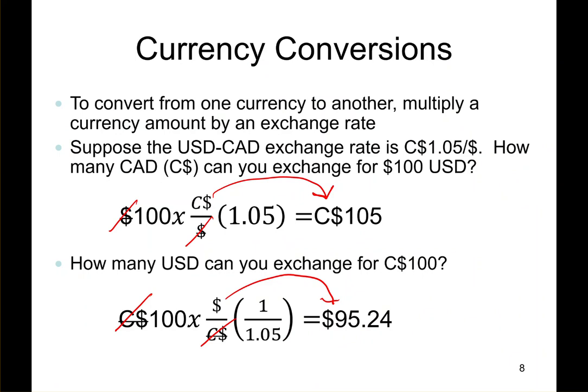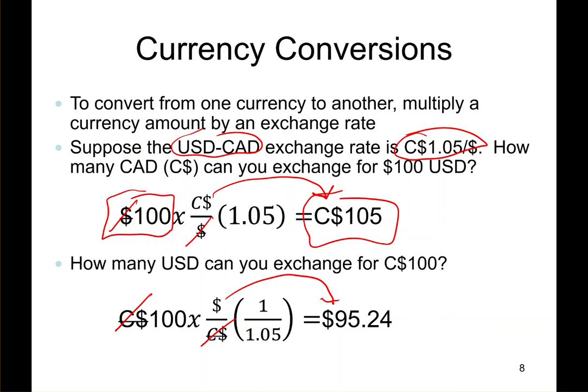Currency conversions. You can always convert one currency to another by multiplying some amount of currency by an exchange rate. So suppose the USD CAD exchange rate, that's the Canadian price of $1, is 1.05 Canadian per $1. That's an indirect quote for a Canadian for American. So how many Canadians can you exchange for 100 US dollars? Well, you just set up the problem this way. Write the one currency you know, $100. And you want to get Canadian. How many Canadians for $100?